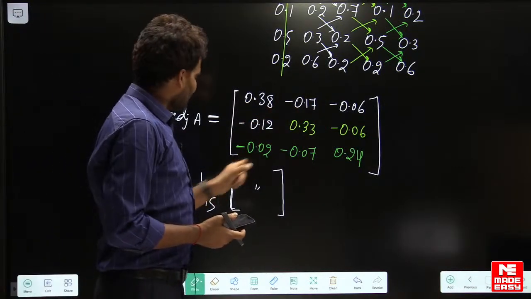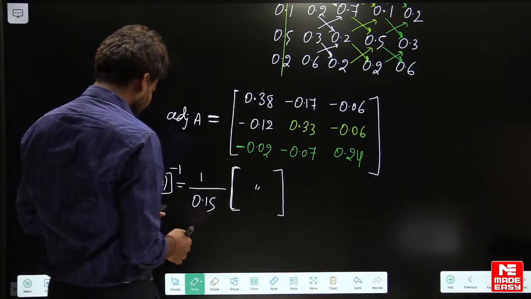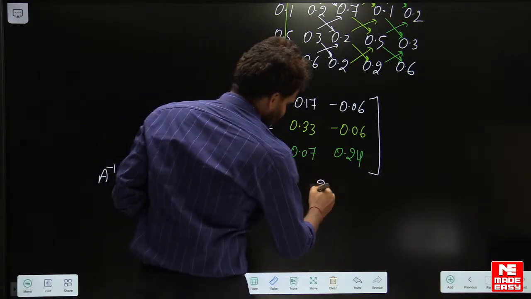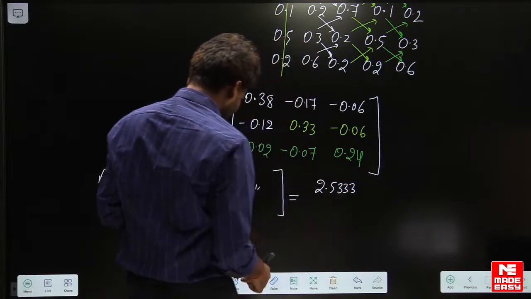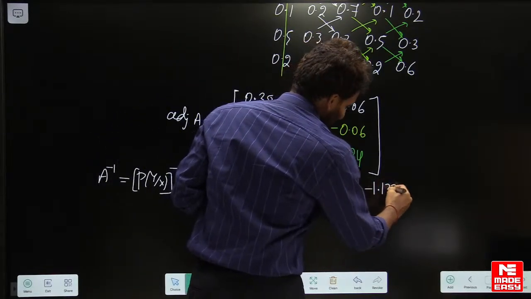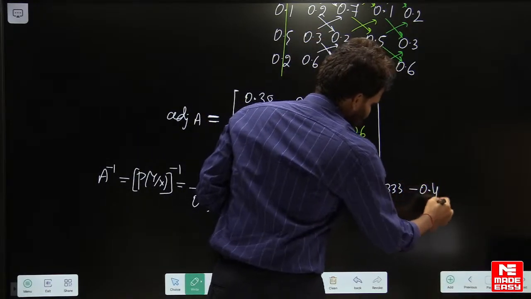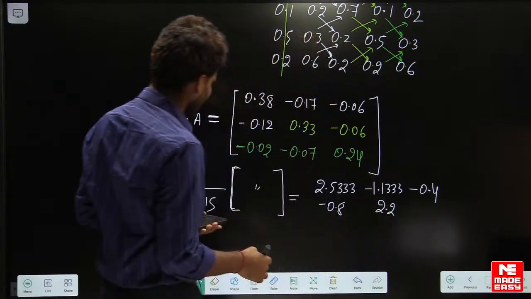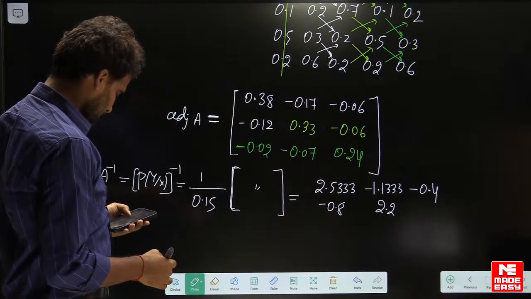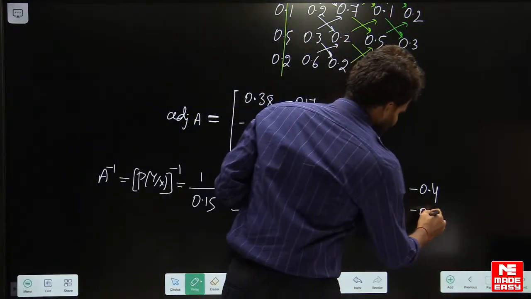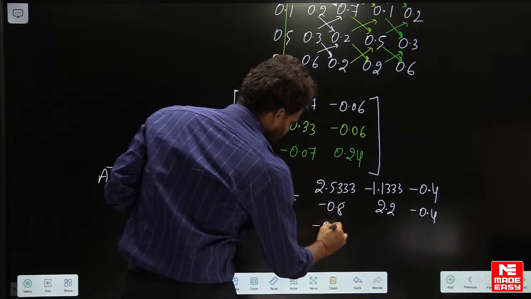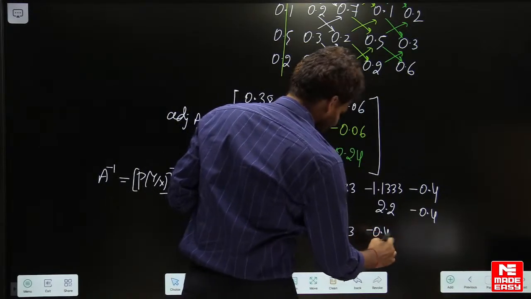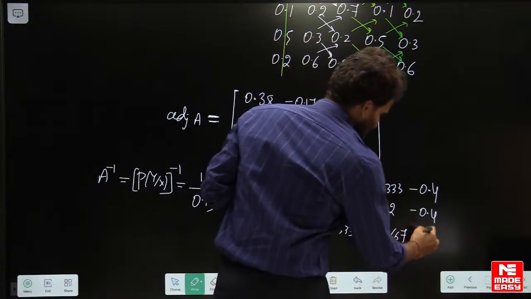So you have to divide each of these elements by 0.15. Then you are going to get, I'm writing directly, do check this: 2.5333, minus 1.1333, minus 0.4, minus 0.8, and 2.2, and minus 0.4, and minus 0.1333, so this is minus 0.4, this is 0.667, and this is 1.6.